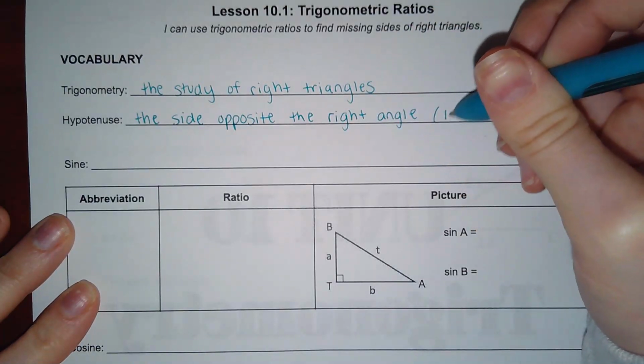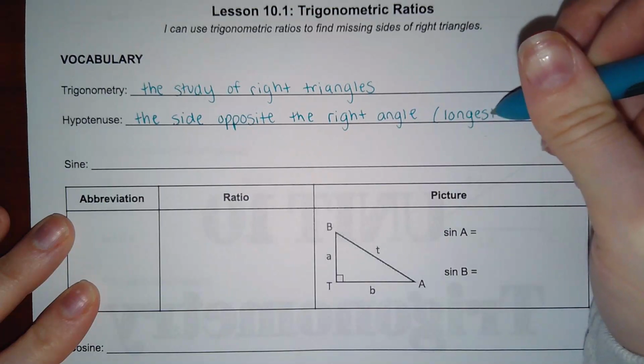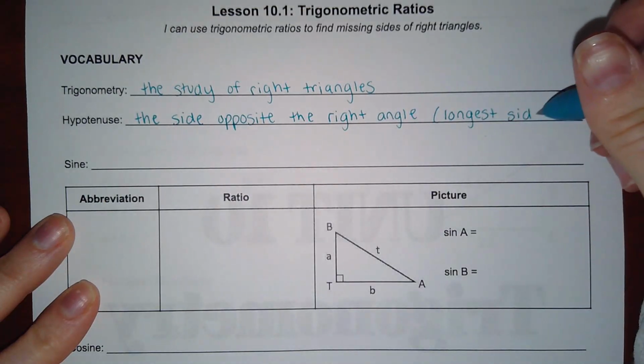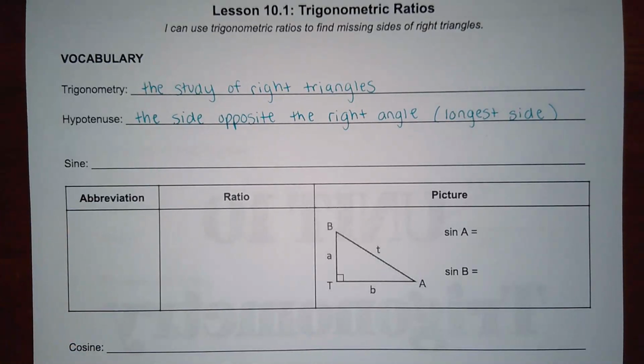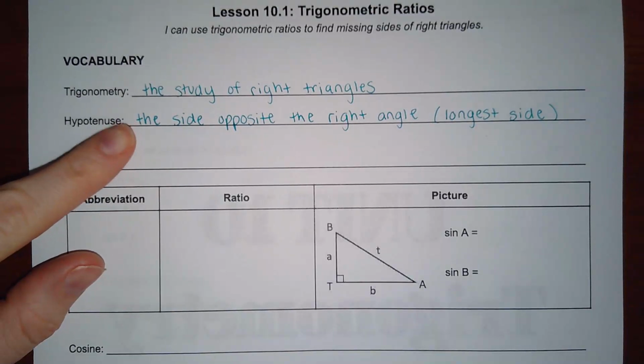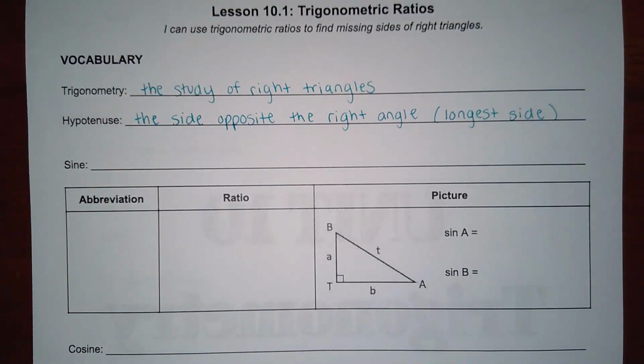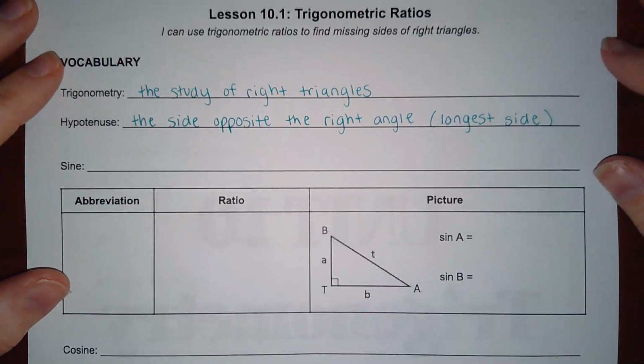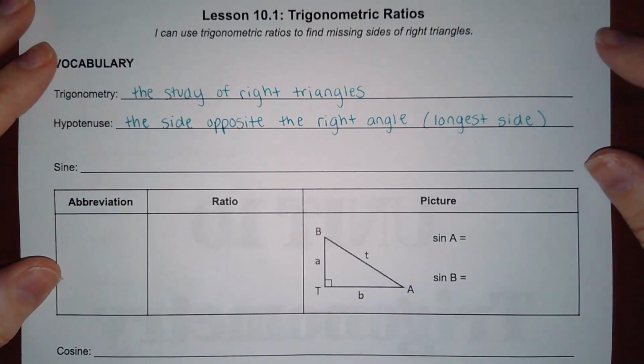The reason I don't always like to think of this as the longest side is because sometimes it can be hard to tell just by looking at the picture which side is the longest side. So thinking about it as the side opposite the right angle, that can be kind of a default way to always be able to figure out the hypotenuse, no matter what your picture looks like.